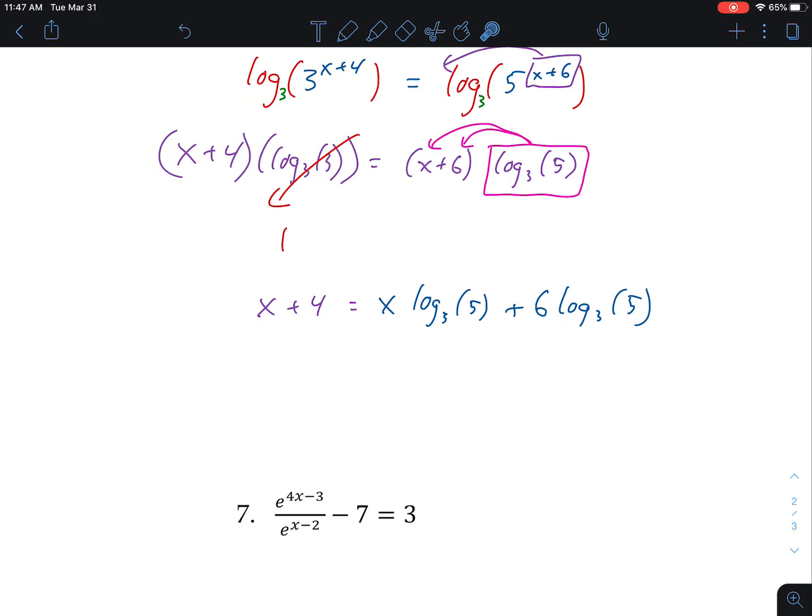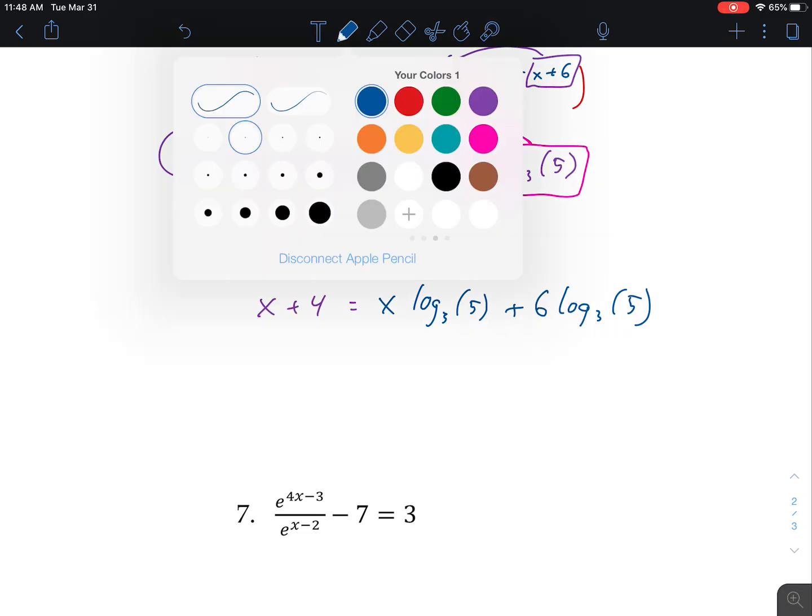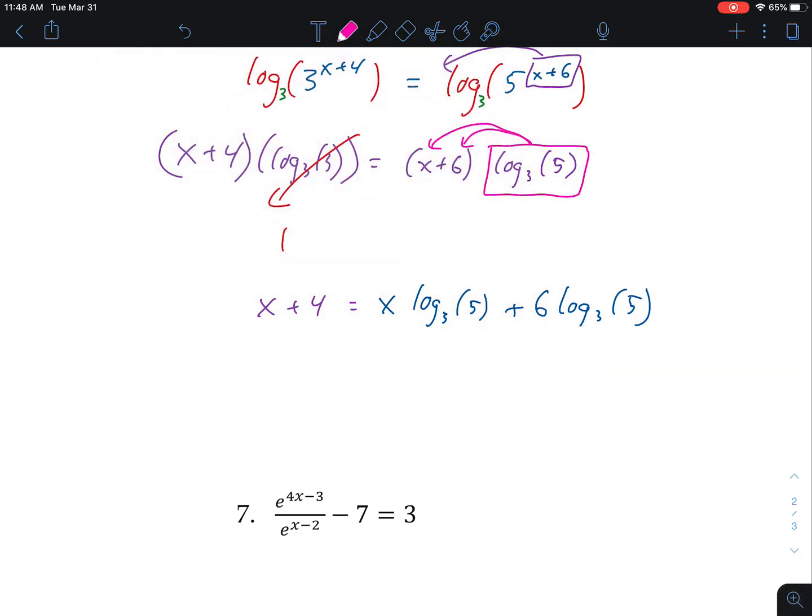Very similar to inverses here. We want the x's together. We want to solve for x. We want this and this to be on the same side, and we want this and this to be on the same side. So I'm going to take this x and move it over here, and I'm going to take this 4 and move it over there.